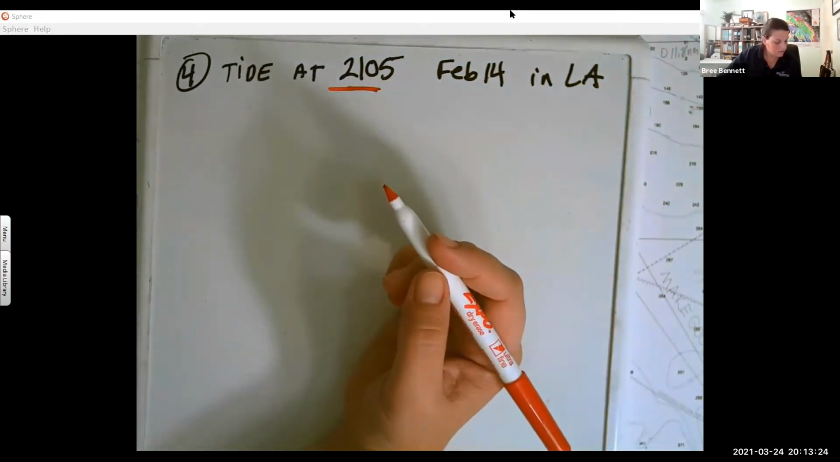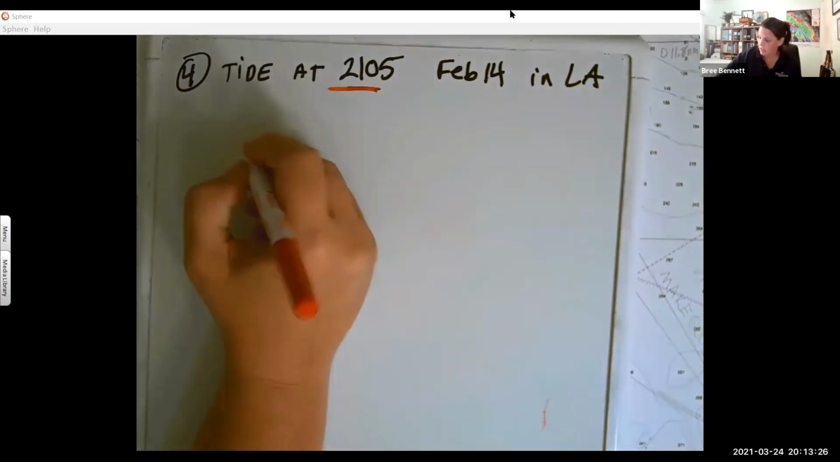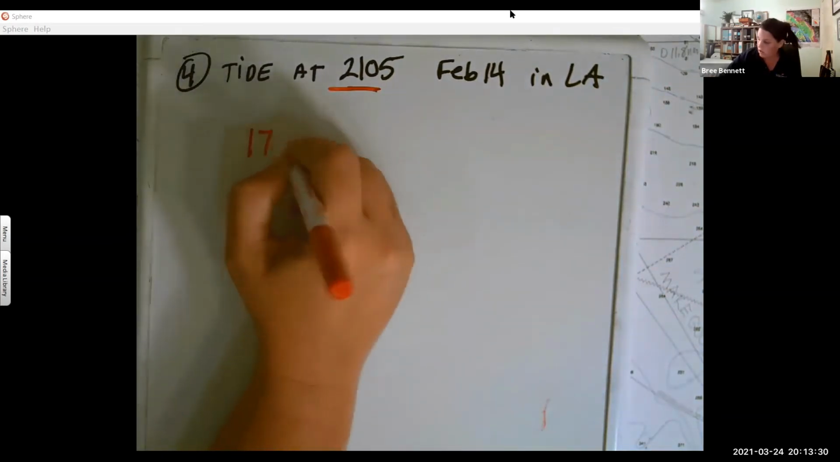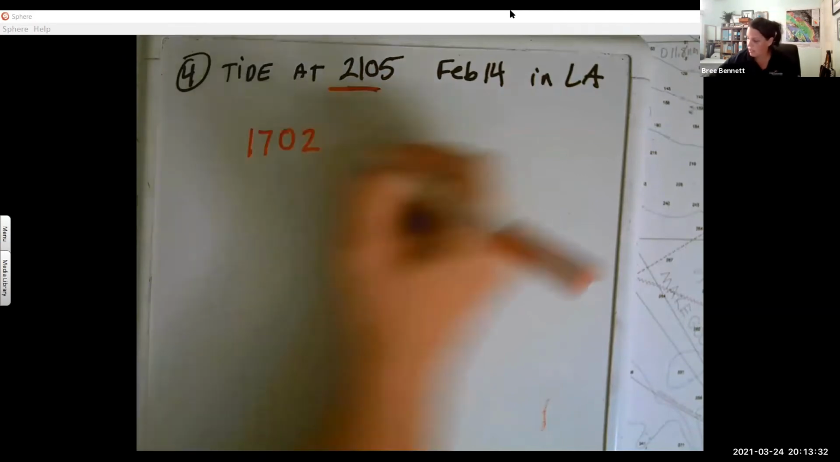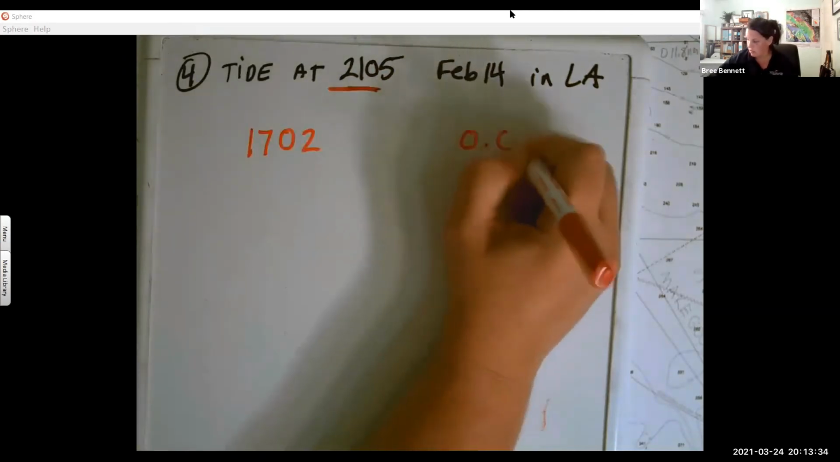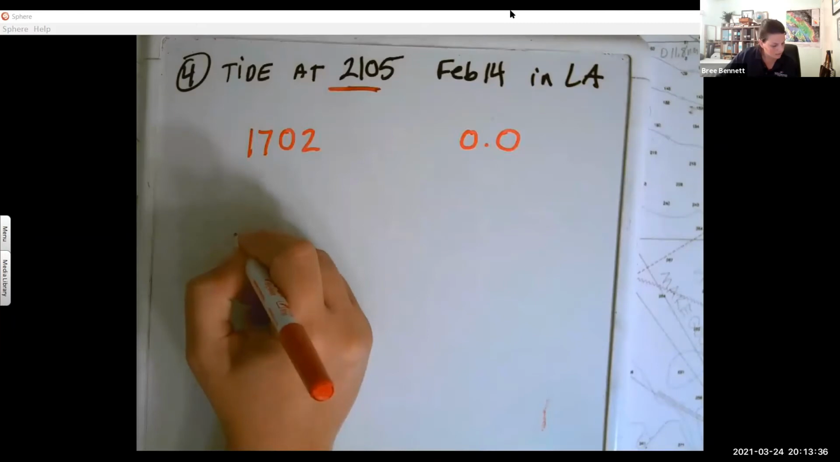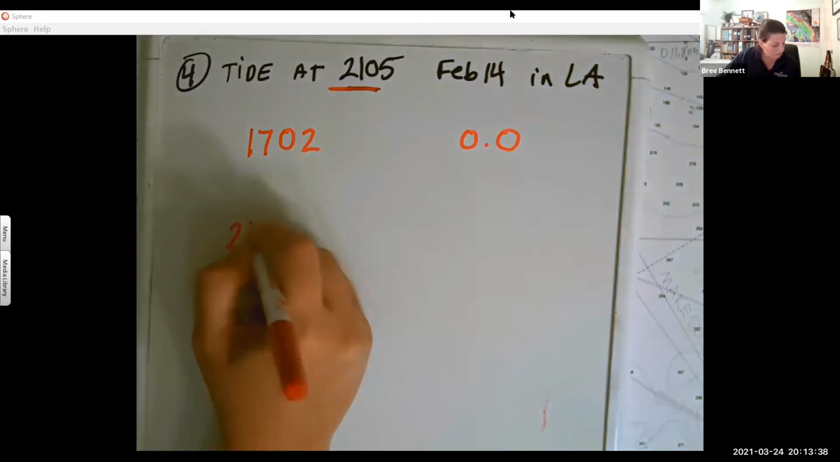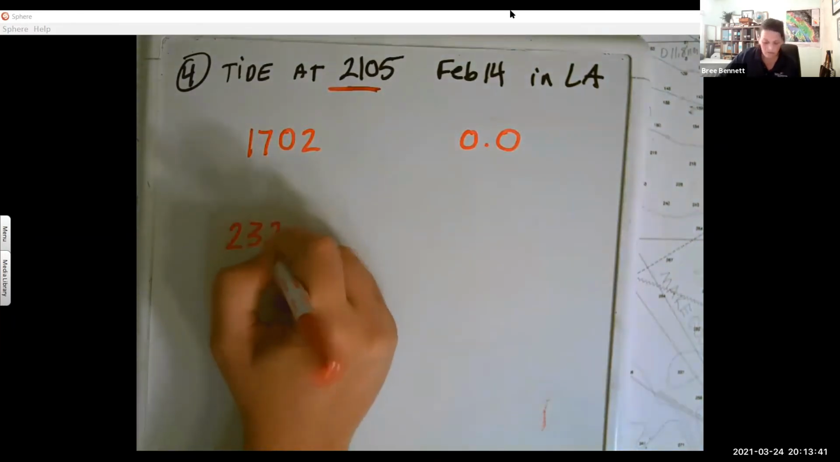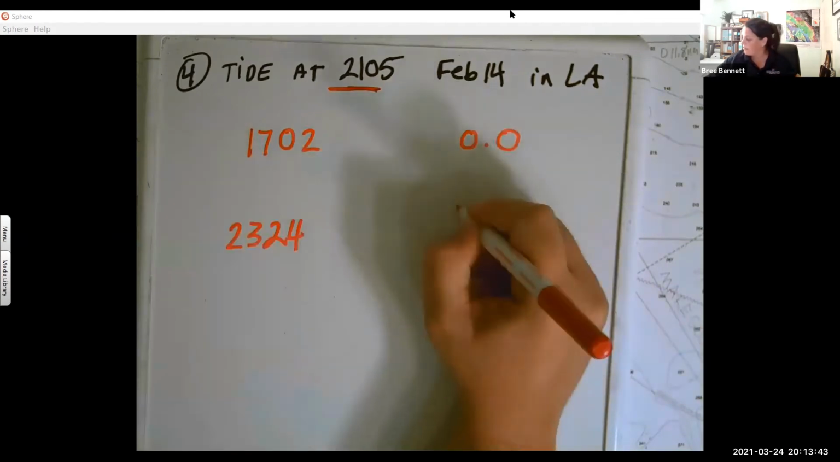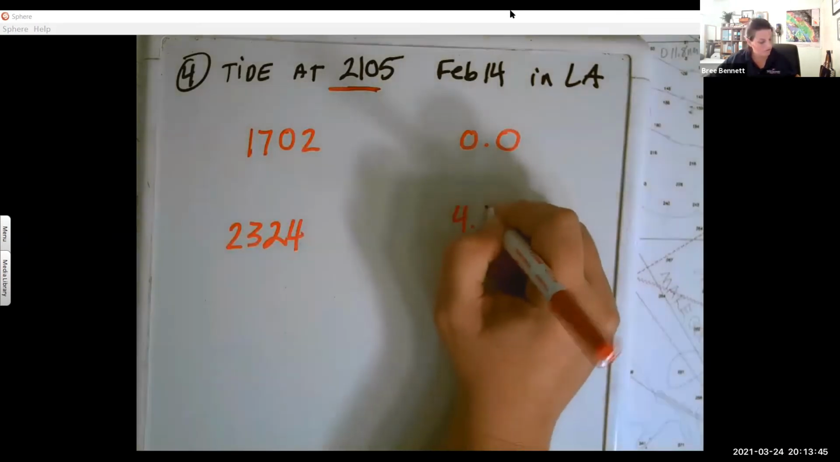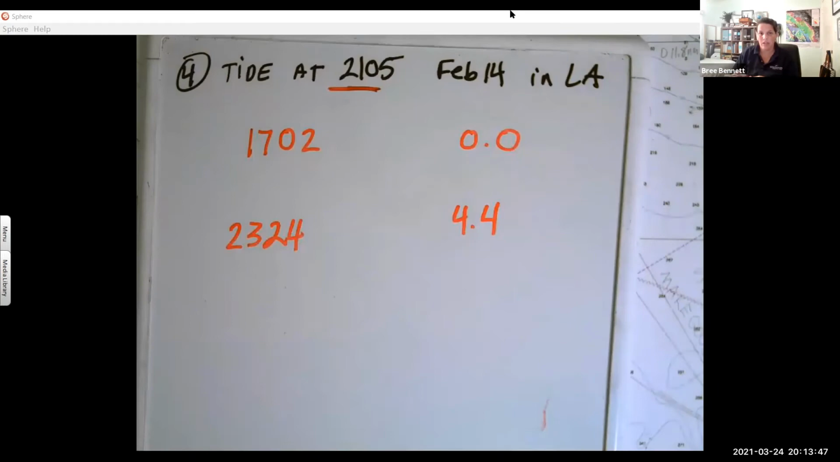I can remember what those numbers were. We had 17:02 at 0.0, and then we had 23:24 at 4.4. Okay.